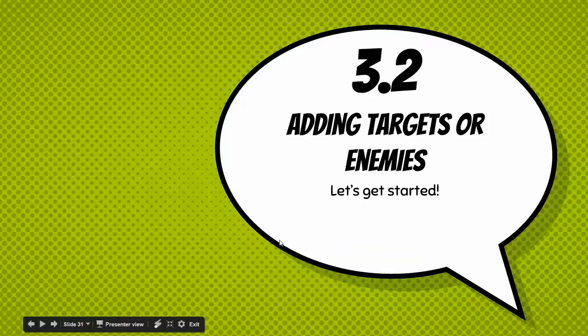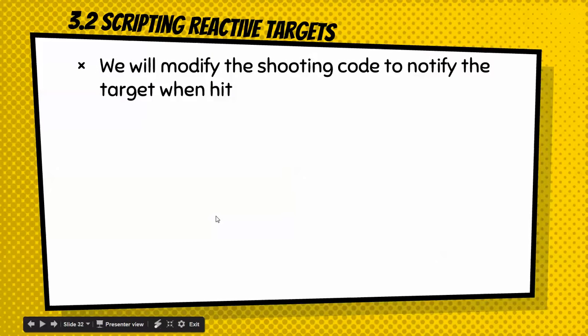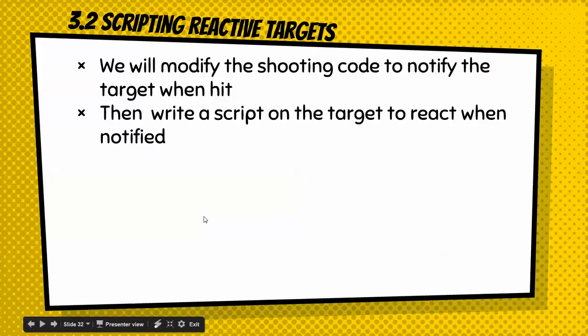Alright, ladies and gentlemen, we're going to do part 3, adding targets or enemies. Let's go. Okay, so we have to write a script to react to the targets, and so forth. We need to modify the shooting code to notify the target when hit. We want our target to know when it gets hit, then write a script on the target to react when notified. Those are the two steps.